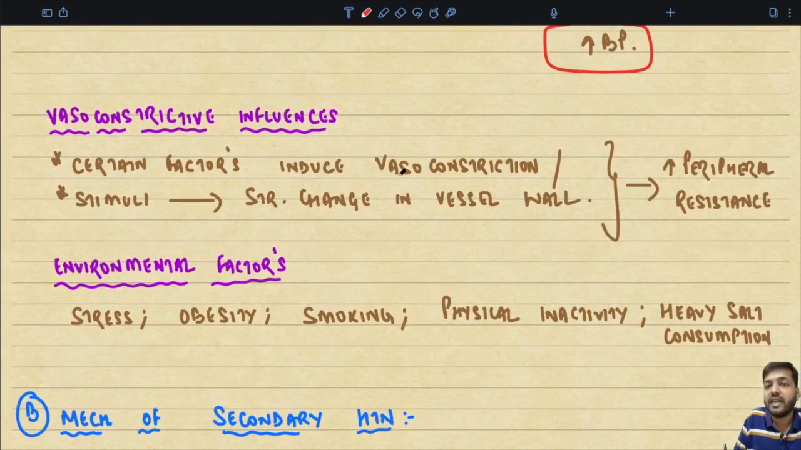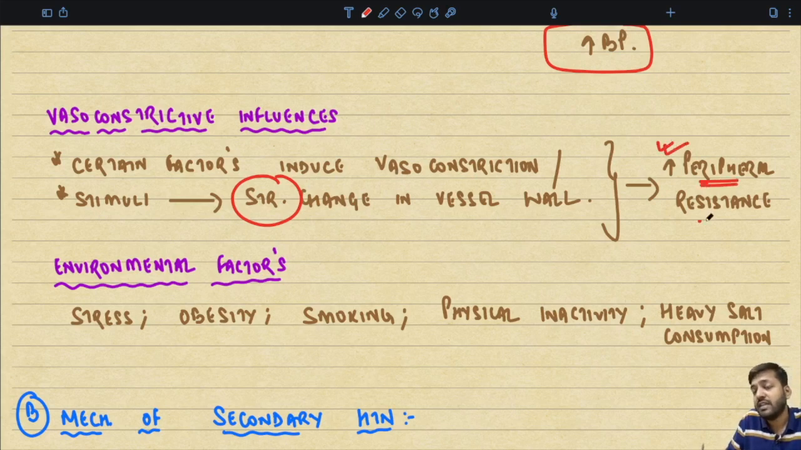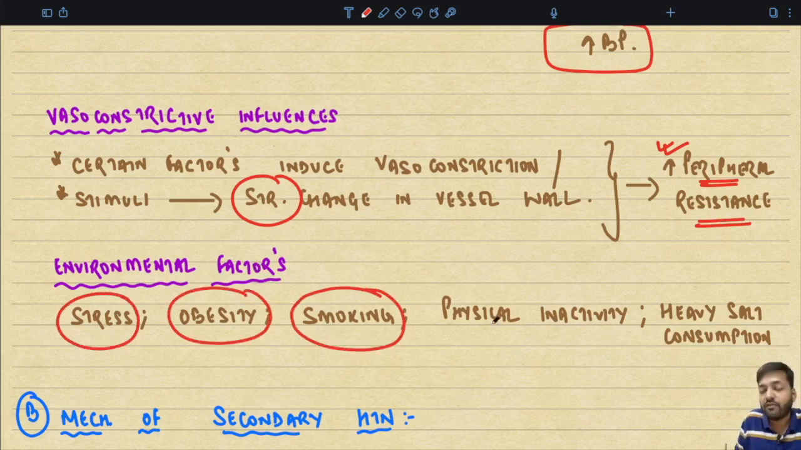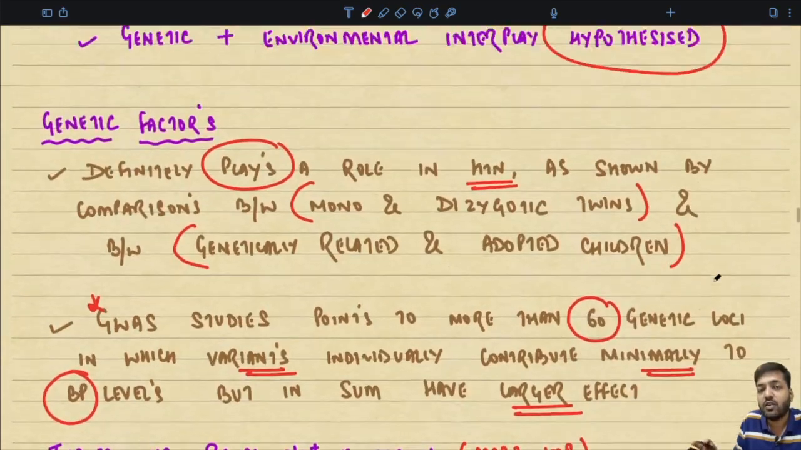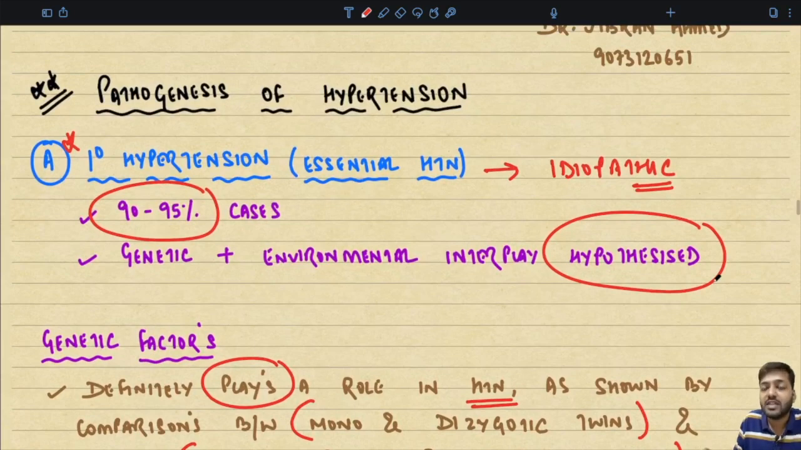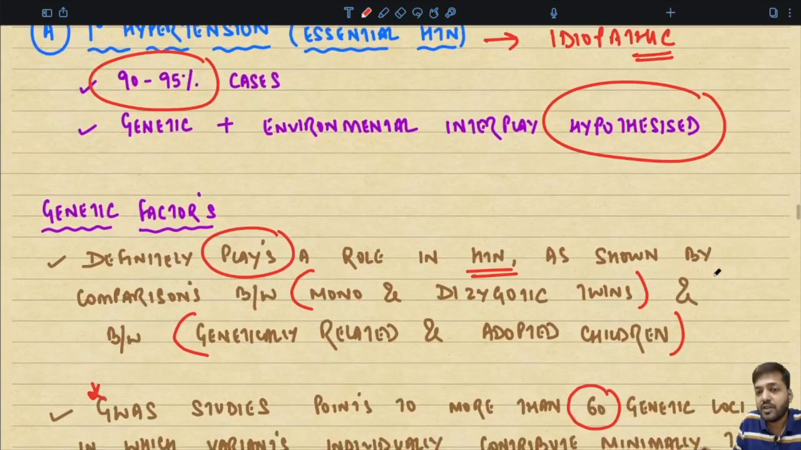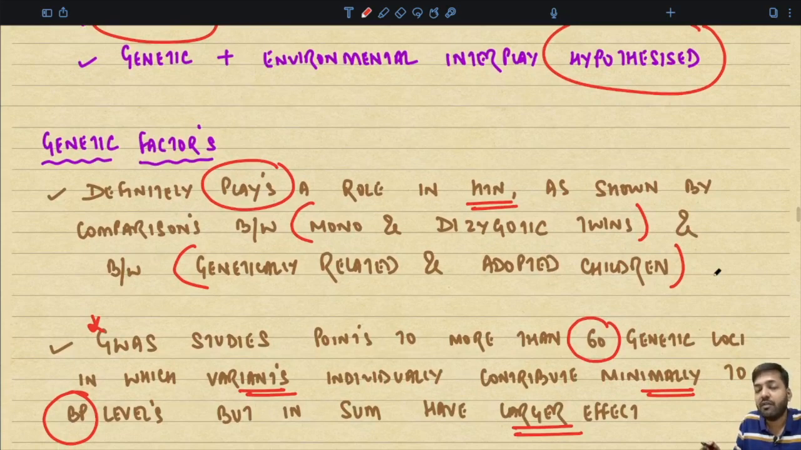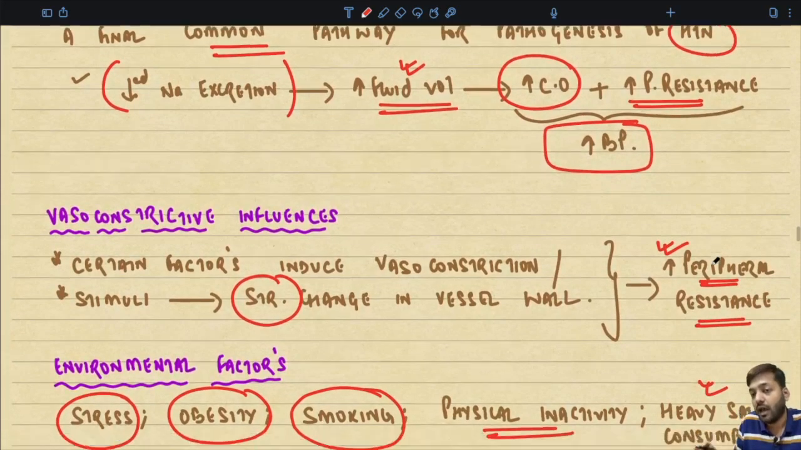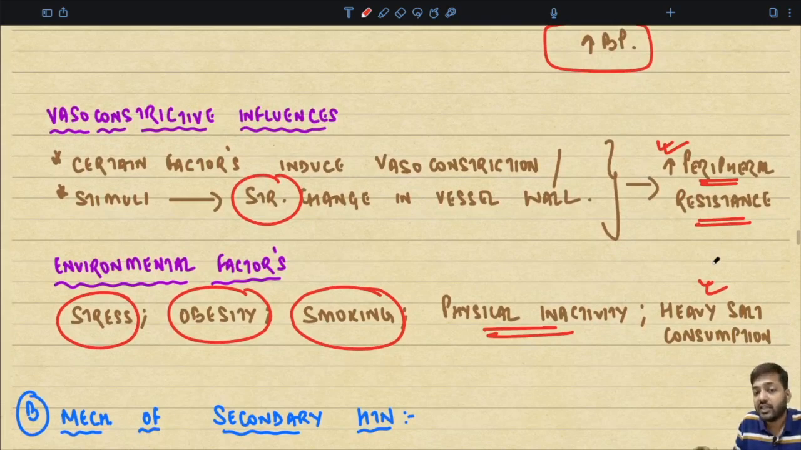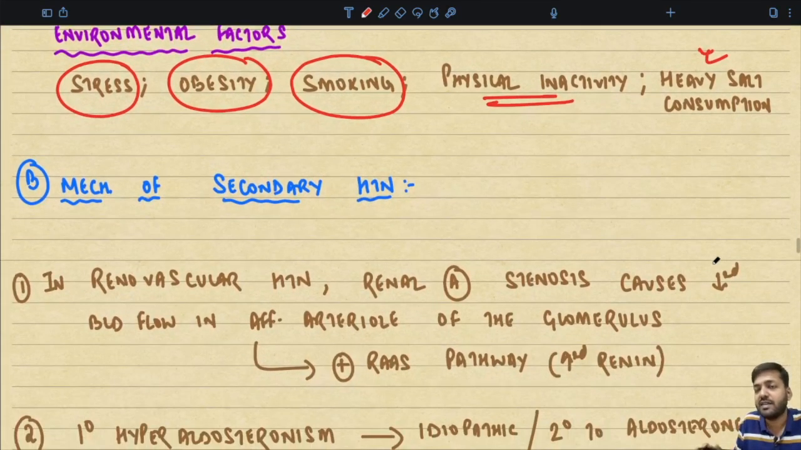So certain factors induce vasoconstriction, or certain stimuli can lead to structural changes in the vessel wall, and ultimately they might lead to increased peripheral resistance, thus increasing the blood pressure. And certain environmental factors like stress, obesity, smoking, physical inactivity, heavy salt consumption. So all of these factors together can cause essential hypertension. So remember, individually these factors have a very small effect, but together they have a very large effect in causing essential hypertension. So this is about essential hypertension.